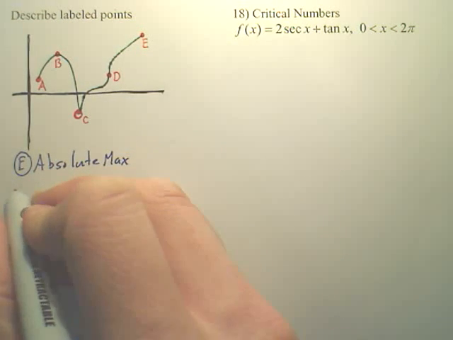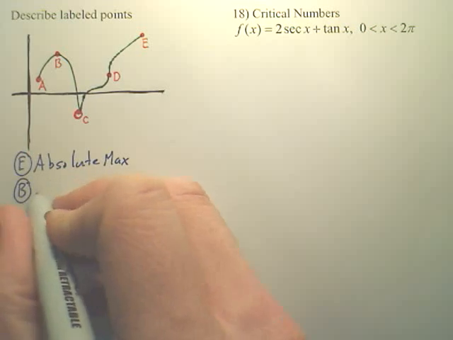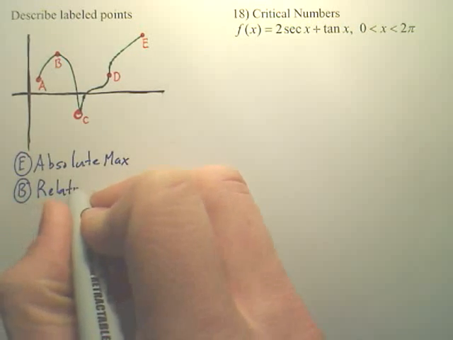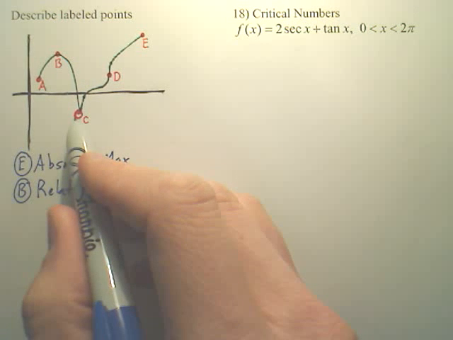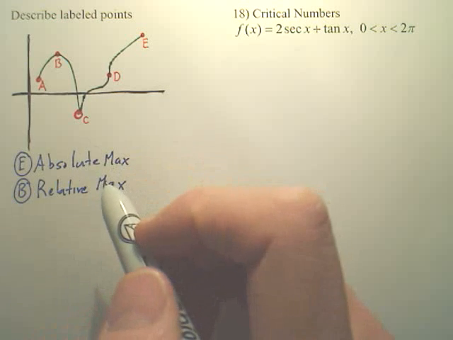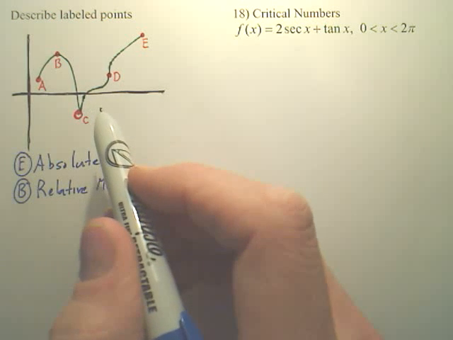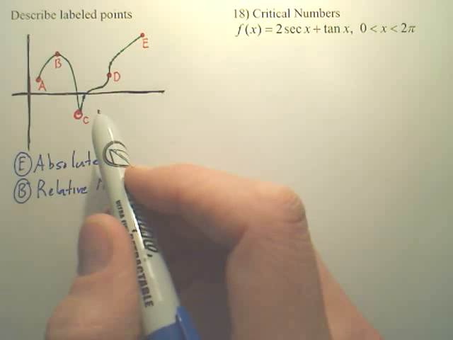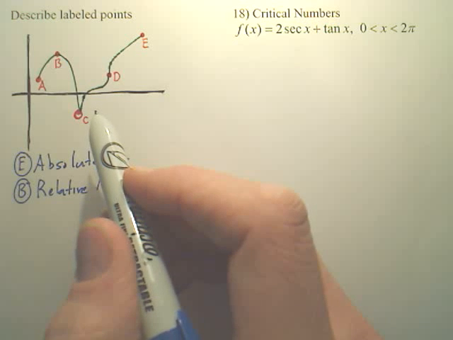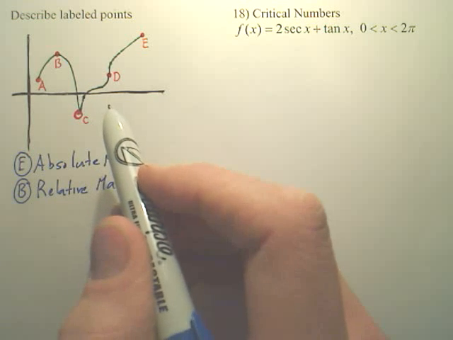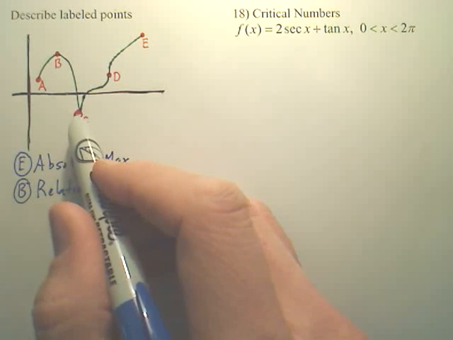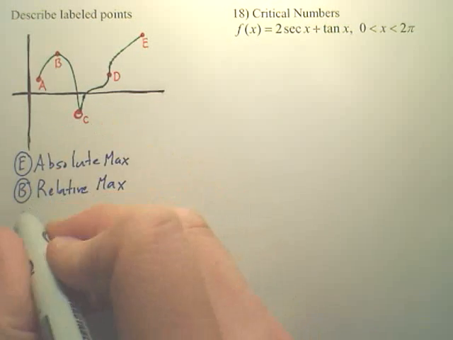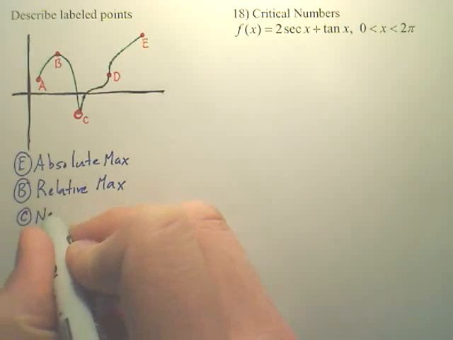So relative, well, B is a relative max. C is actually a relative min. It is a valley. Okay, but the problem is it doesn't exist. So if it doesn't exist, can it actually be a relative min? It would actually have to exist to be a relative min, but if that was filled in, could that be a relative min? Yes. So C is actually neither.